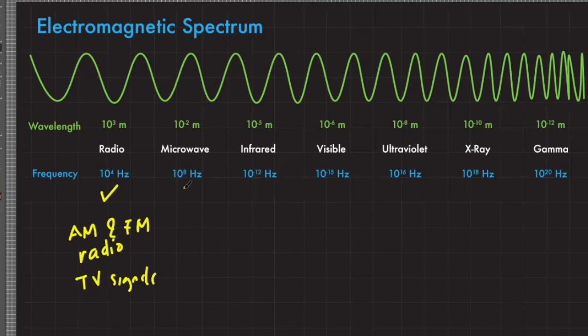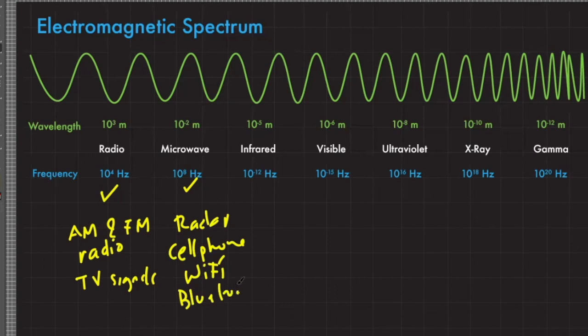Microwaves are EM waves with frequencies that range from 10 raised to 8 hertz to 10 raised to 12 hertz. Common applications of microwaves include radar, of course, microwave oven, cell phone communication, Wi-Fi, Bluetooth, RFID, and so on. Now, infrared waves, the difference between infrared and microwaves is not well defined.